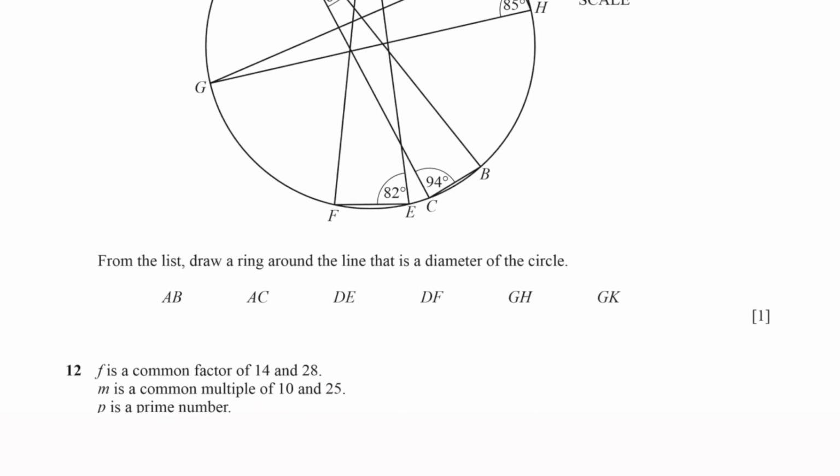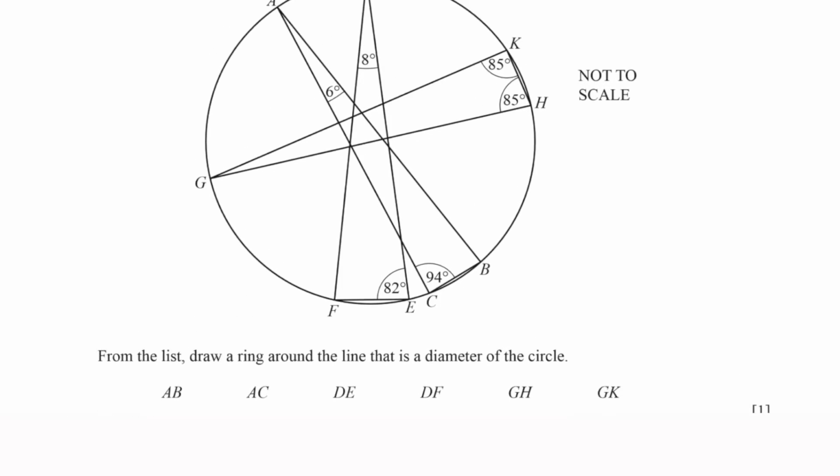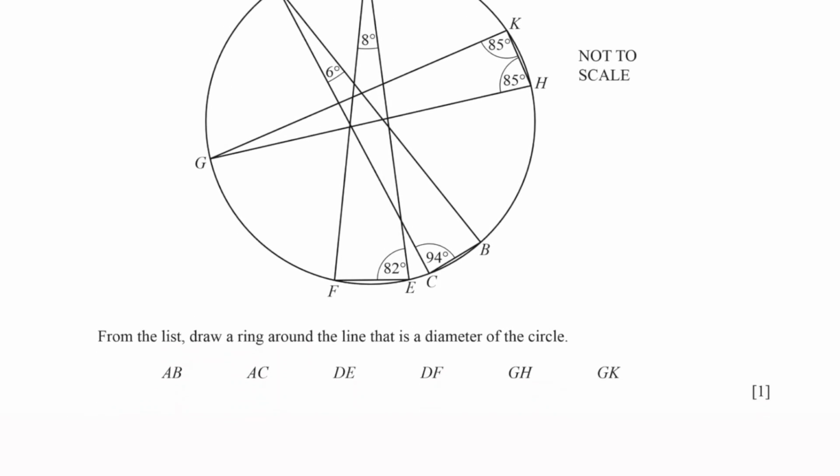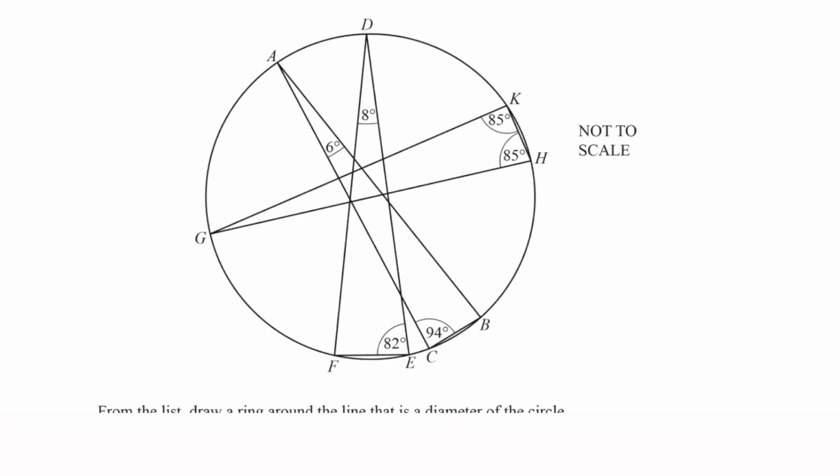Okay, so what we have to find from the list: draw a ring around the line that is the diameter of the circle. We have to find out which among these are the diameter of the circle. Any one should be there. One more question, yeah. Which among these are the diameter of the circle?